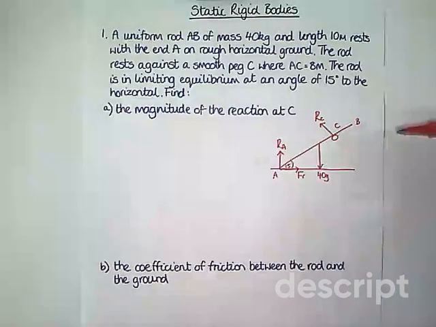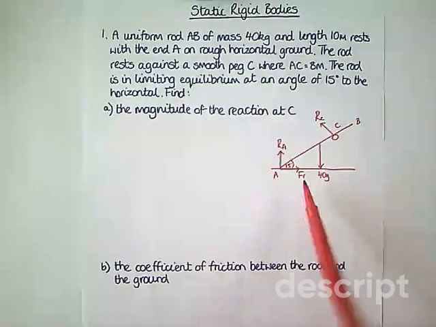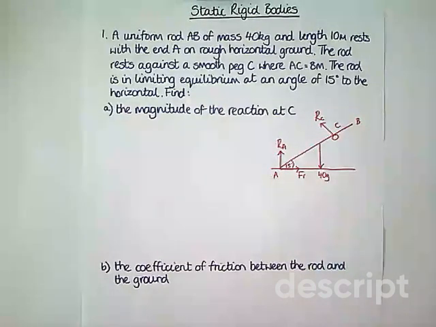If it's in limiting equilibrium, it means it's on the point of slipping. So our friction is going to be the maximum value it can be. So friction will equal mu R. First of all, we want to find the magnitude of the reaction force at C.